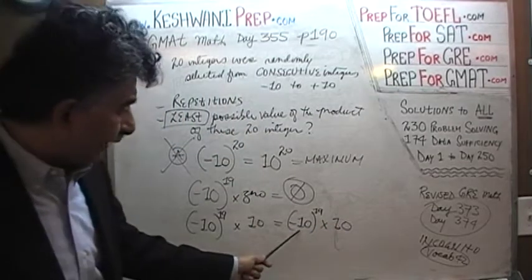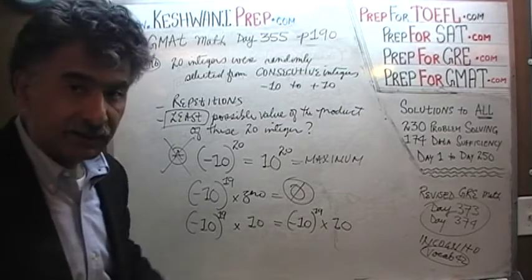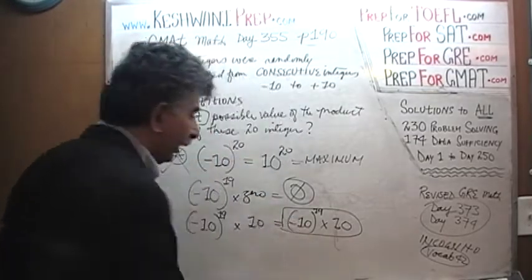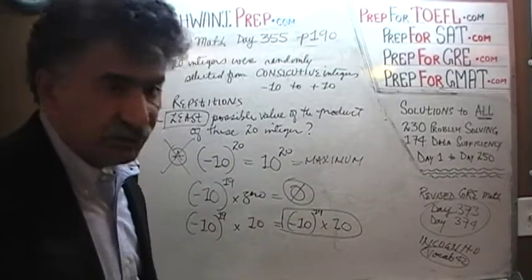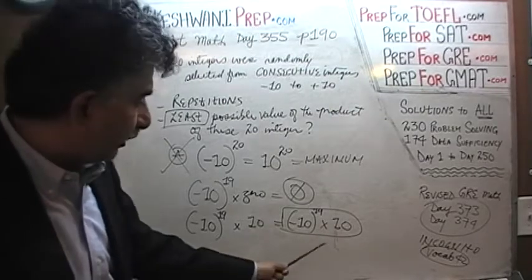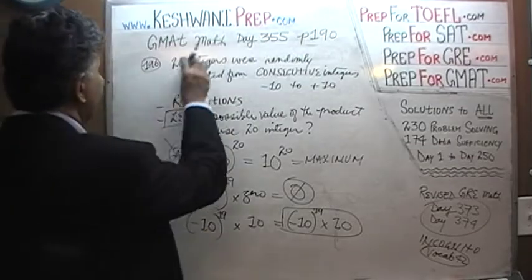Now, if you pick negative 10 on 19 different occasions, and on the 20th occasion you pick 10, what will end up is this product. The problem is that none of the answer choices actually look like that. This does not appear in the answer choices, so we're going to have to do something with it. Let's do this on the top so that it's easier to see.